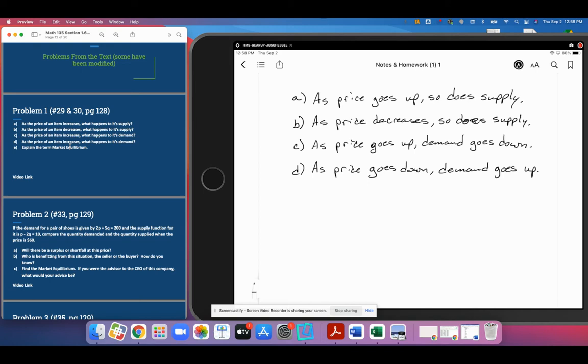And then lastly, explain the term market equilibrium. So for market equilibrium, supply and demand are equal. There is a fair price and a suitable amount of inventory.